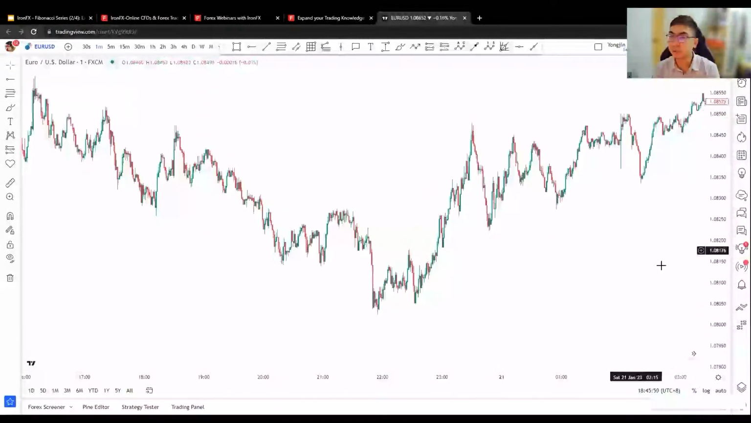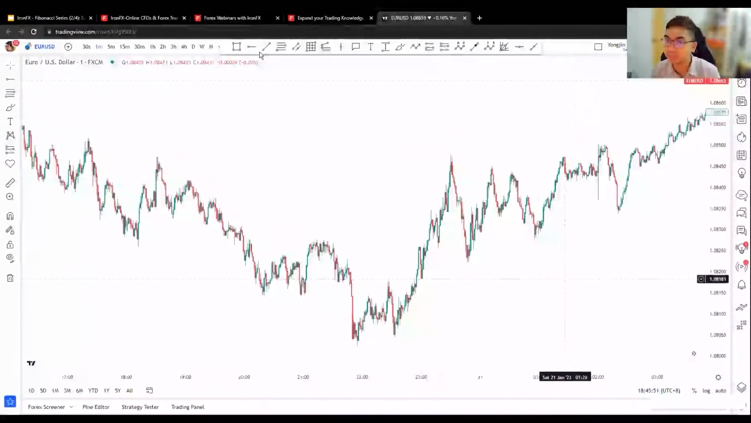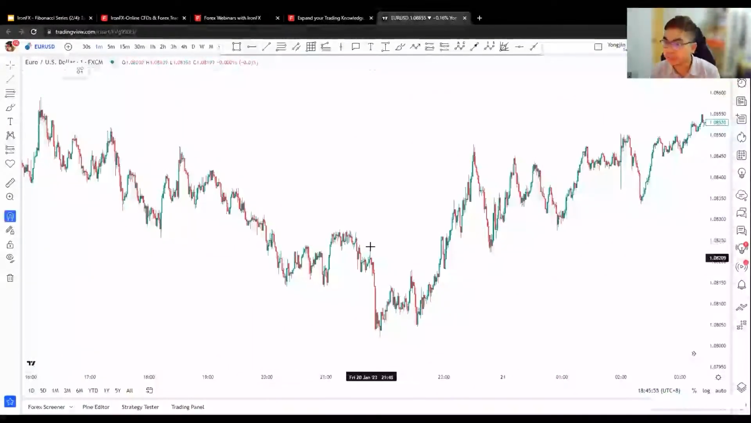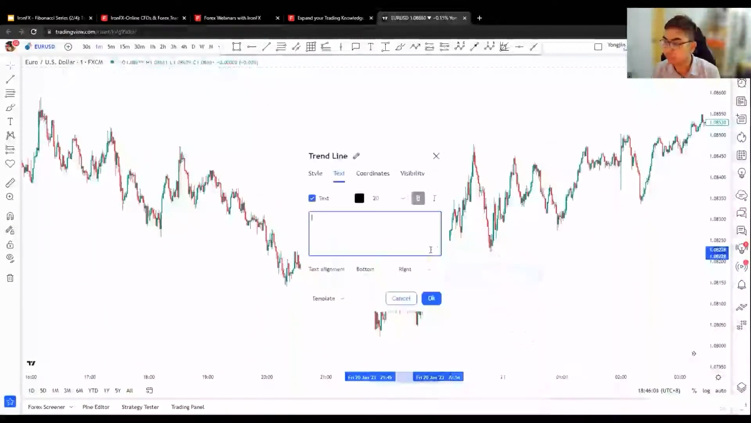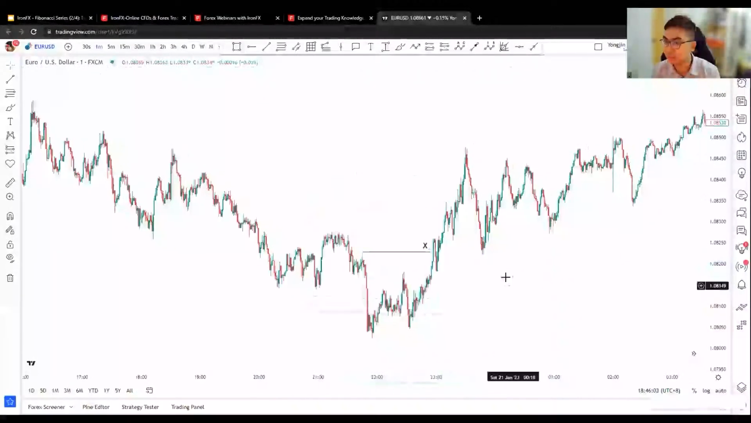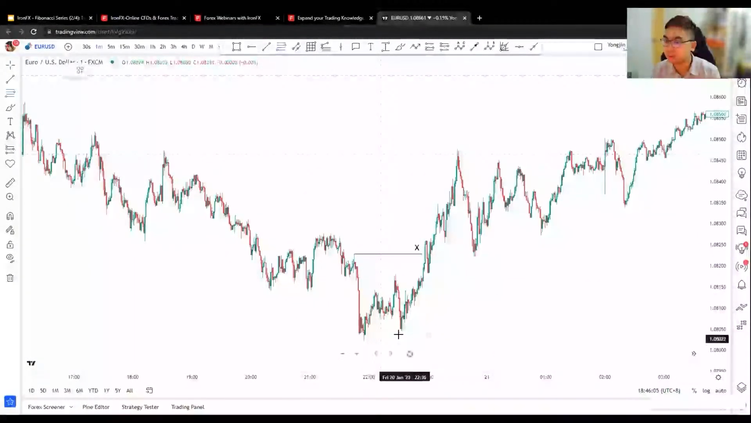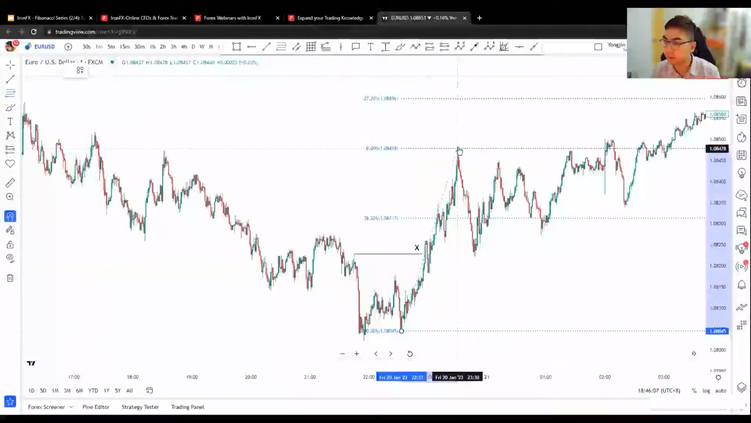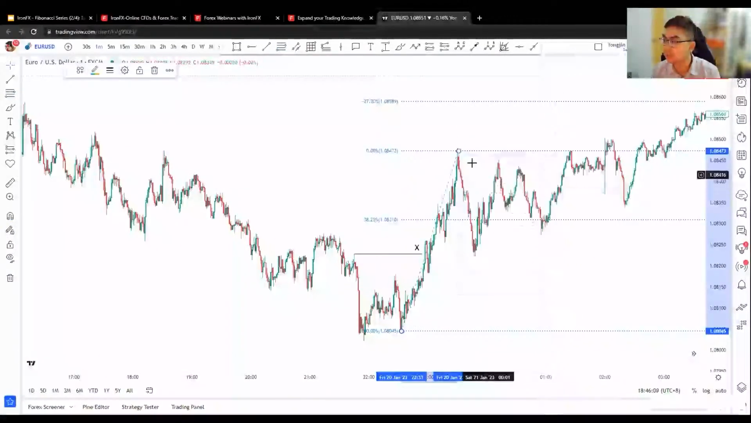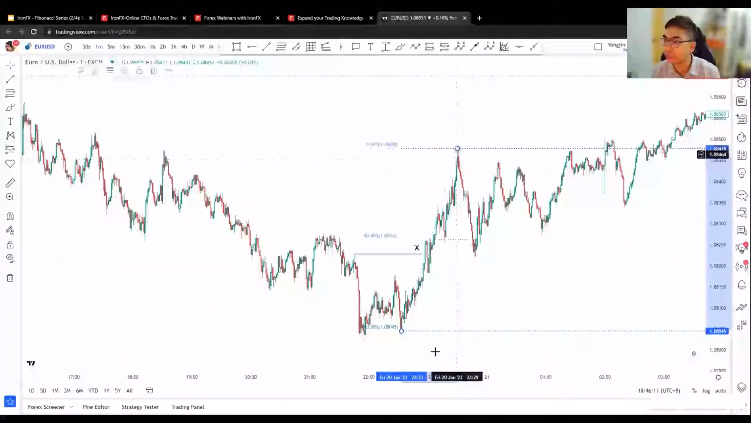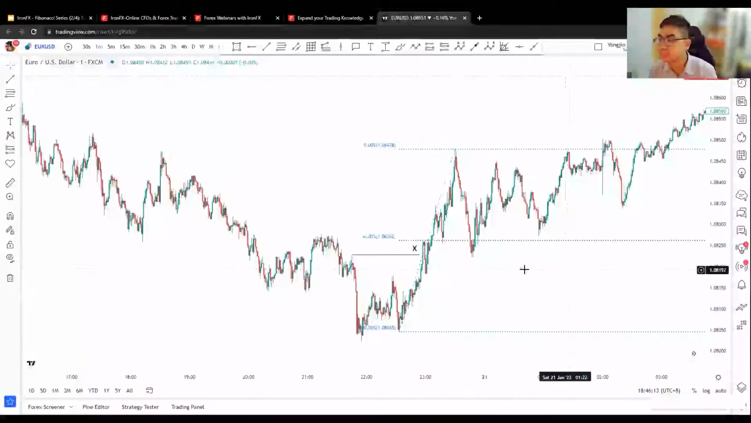Just now I showed you guys this setup. We had a market structure shift here. Price actually entered with an X right there. Price came back down, tapping into the 38.2% area. But I told you guys you can expand your entry to the 50% area.